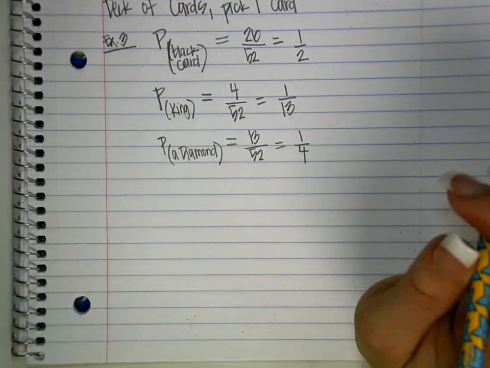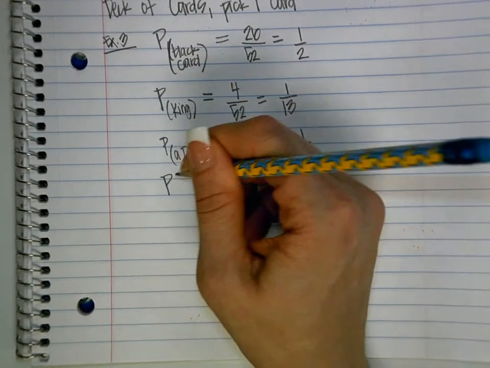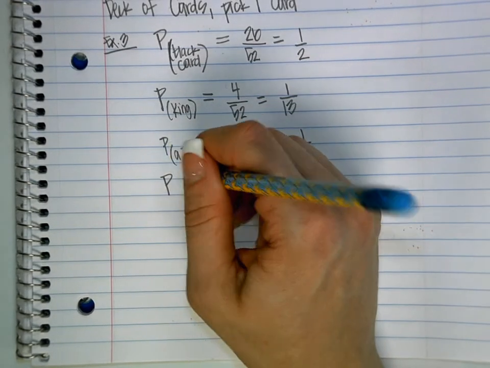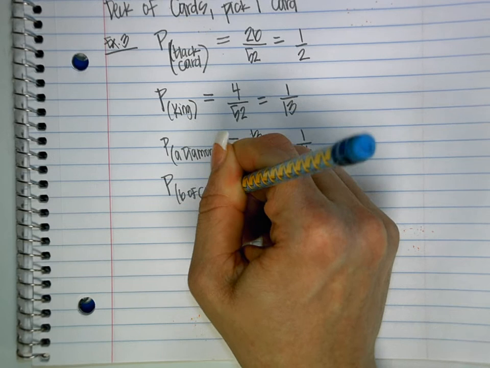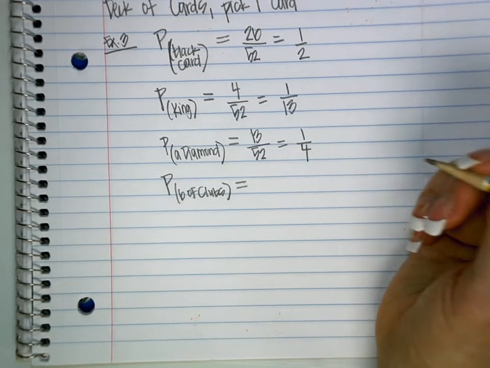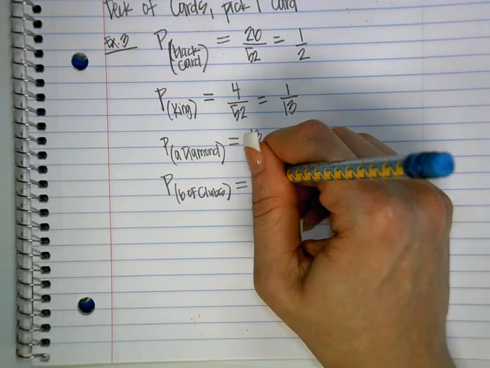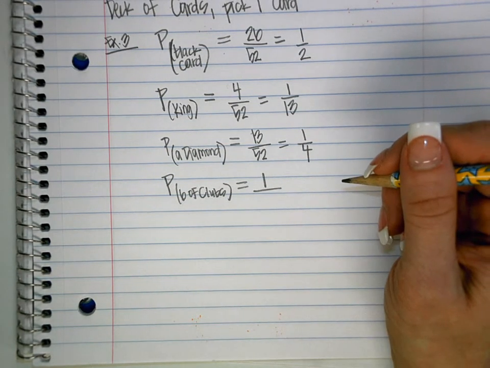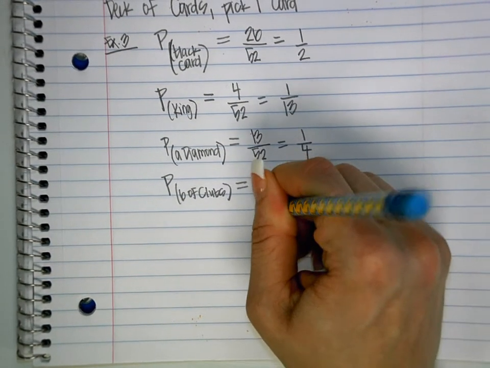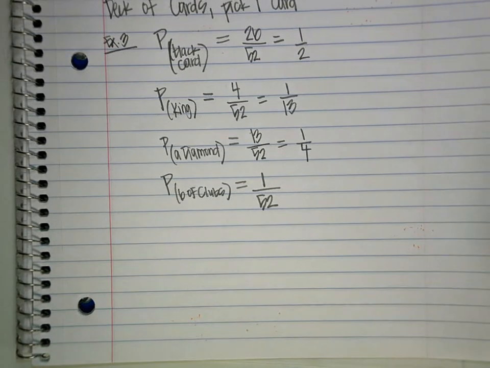And then the last one I know is, what is the probability of getting a 6 of clubs? How many 6 of clubs are there? Just 1, divided by how many total cards are in a deck? 52. Okay, that's it.